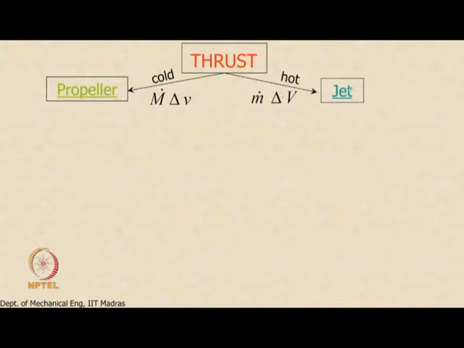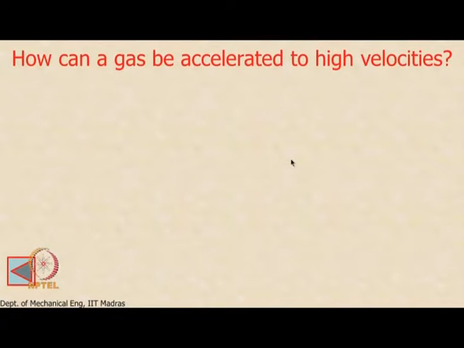Okay. Now, as you can see from here, the jet engine uses the opposite strategy. Here m dot is small and delta V is large. So, it imparts a large velocity change to a small mass of fluid. Okay. That is what a jet engine does. How do we do that? So, how do we accelerate gas to high velocities? Right? This is a simple thermodynamic problem, right.